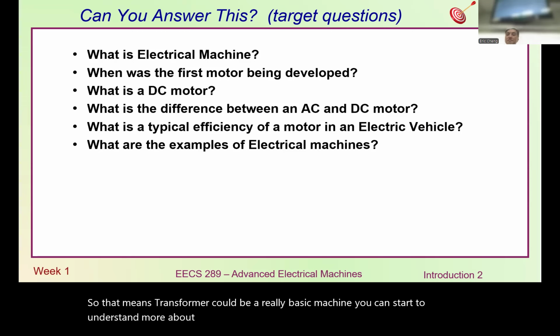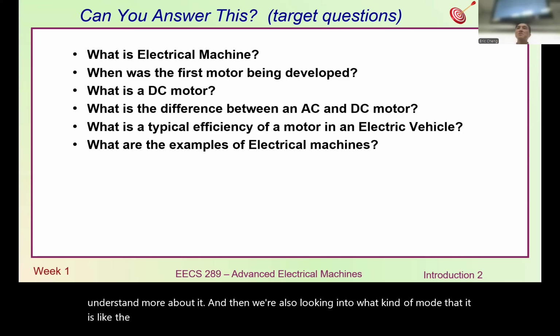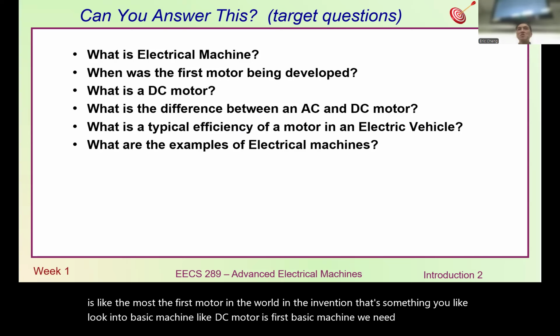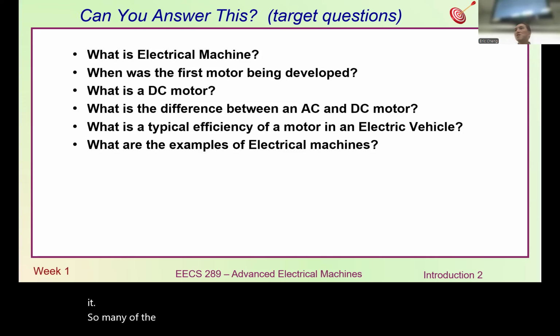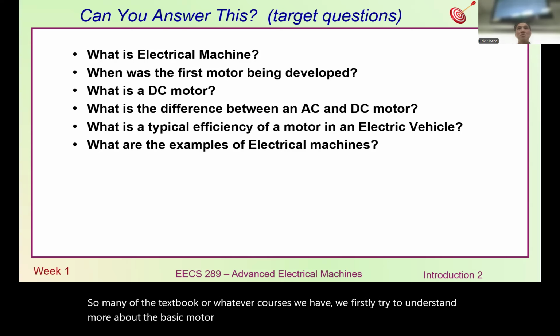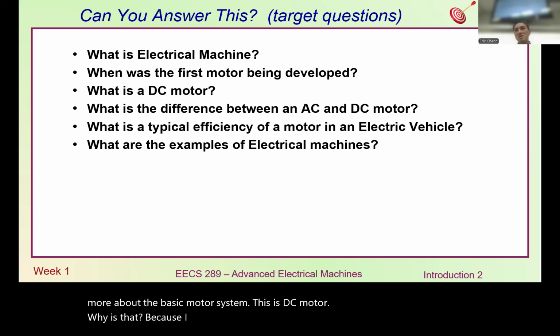And then we're also looking into what kind of motor it is, like what the first motor in the world was, in the invention. That's something you look into. A basic machine like the DC motor is the first basic machine we need to understand. So in many textbooks or courses, we firstly try to understand the basic motor system, which is the DC motor. Why is that? Because I think we first invented the motor with the DC motor. That's how we started from there.